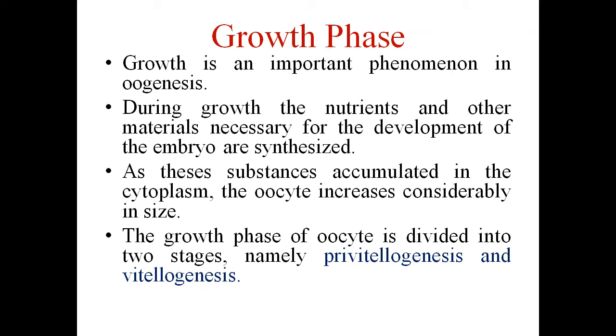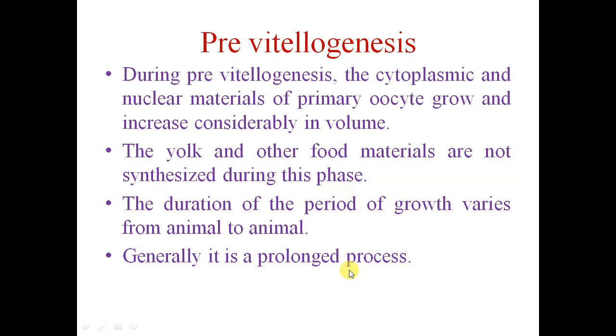For the growth phase, as the name indicates, it is an important phenomenon in oogenesis. During growth, the nutrients and other materials necessary for the development of the embryo are synthesized. As the substances accumulate in the cytoplasm, the oocyte increases considerably in size. The growth phase of the oocyte is divided into two stages: previtellogenesis and vitellogenesis. Vitellus refers to yolk, genesis refers to formation. Before the formation of yolk, the stage is called previtellogenesis.